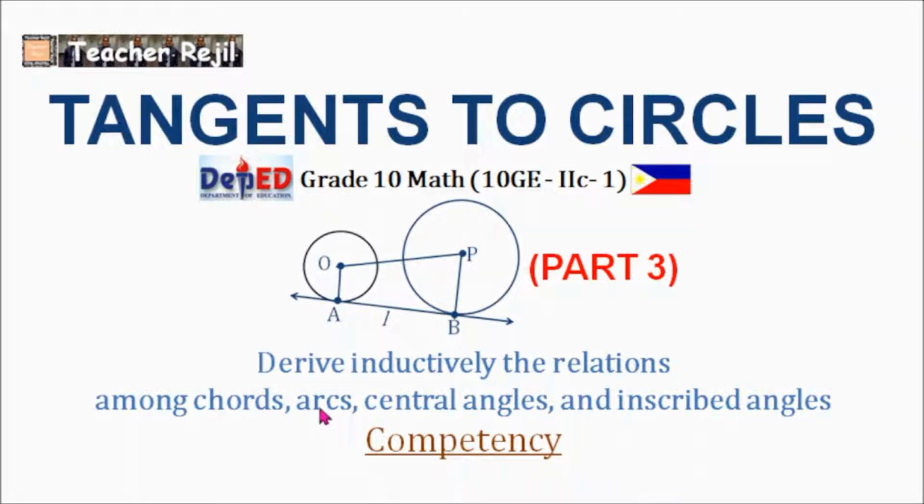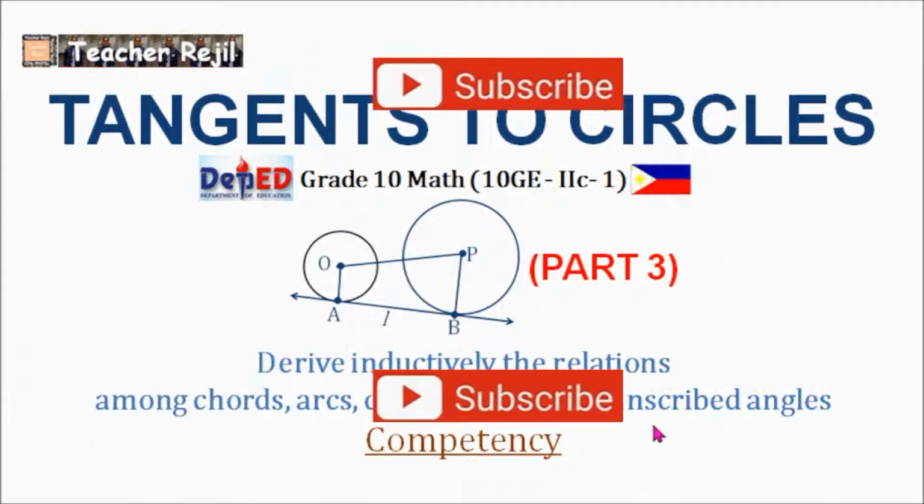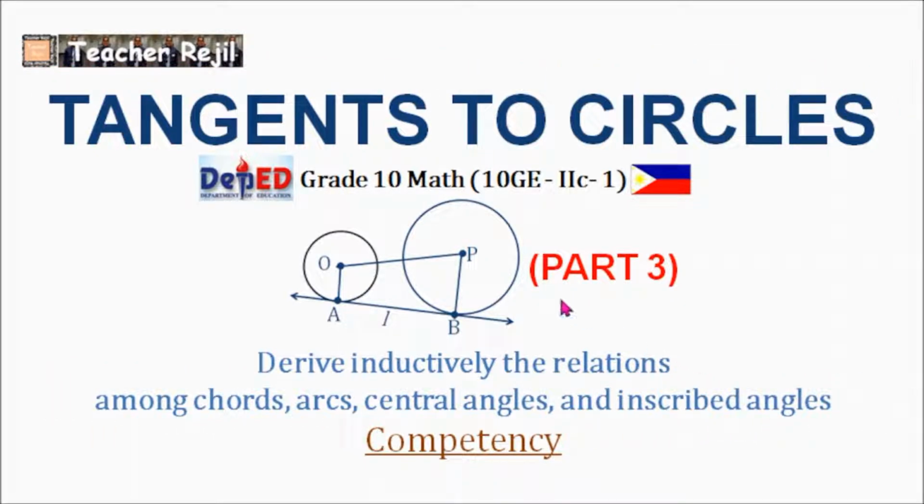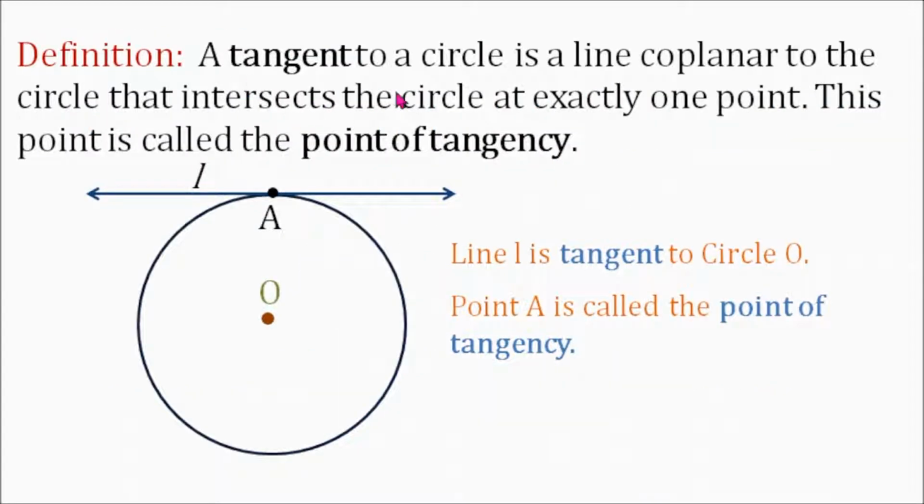The competency in this lesson is to derive inductively the relations among chords, arcs, central angles, and inscribed angles. This is part 3. Specifically, we will be talking about tangents to circles. A tangent to a circle is a line coplanar to the circle that intersects the circle at exactly one point. This point is called the point of tangency.